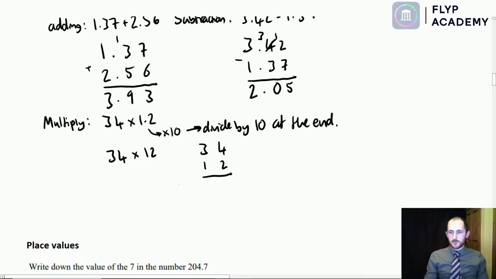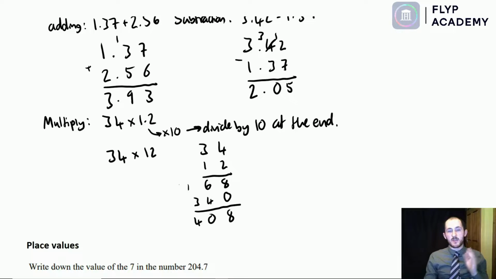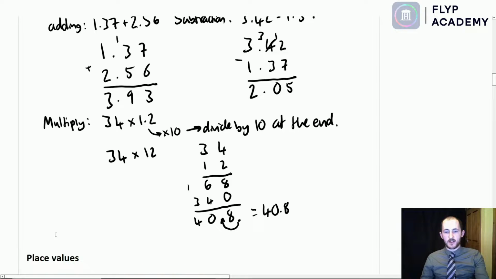2 times 4 is 8. 2 times 3 is 6. Add a 0. 1 times 4 is 4. 1 times 3 is 3. Add these up, we get 8. 6 plus 4 is 10. 408. That's not quite right. We need to divide by 10 at the end. To divide by 10, I have a decimal point here, I just move it over here. So my final answer is 40.8. Nice and easy, hopefully. Okay.